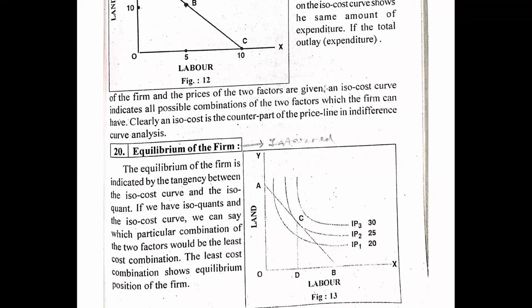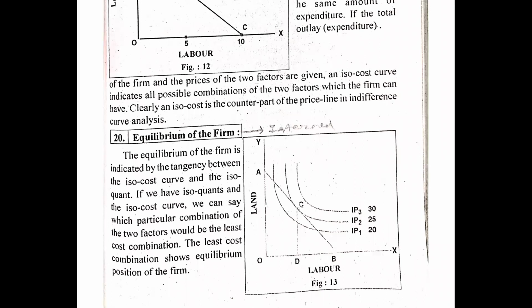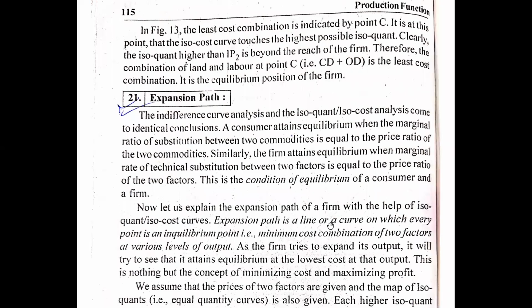So guys, you need to understand how this point C will be the equilibrium of the firm for production, because a point beyond it might be beyond the level of capacity, and a point below it might be lower, where a company still has some scope for expansion. So point C will be perfect for the equilibrium.